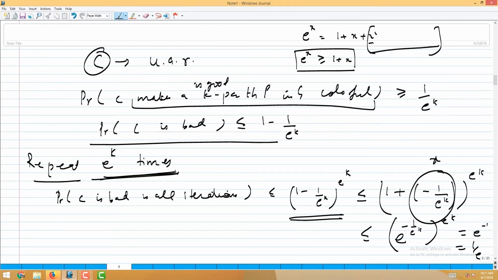Or in other words, what is my algorithm? My algorithm outputs yes whenever C is good, or whenever you find a colorful path, and it outputs no only if it is a no in all the iterations. So my algorithm would have given me a wrong answer with probability at most 1 by e, which is the probability that C was bad in all iterations, right? And now this is a constant probability, e is a constant, 2.718, right? So this is a randomized algorithm for the k-path problem.